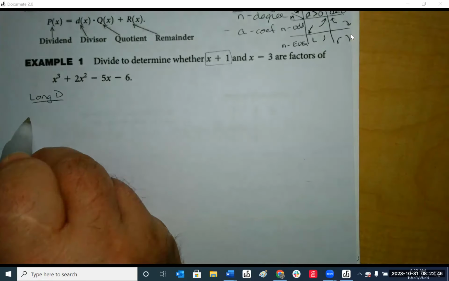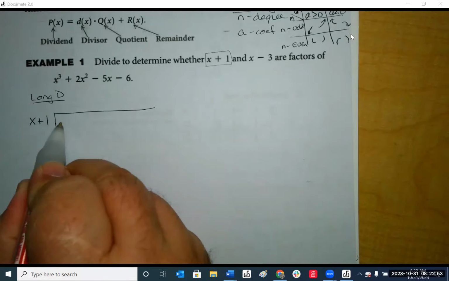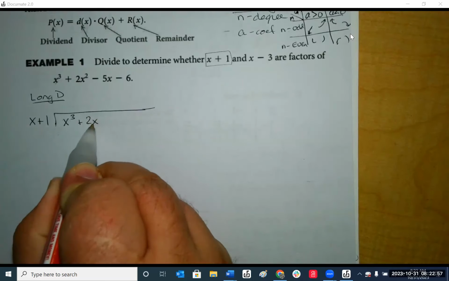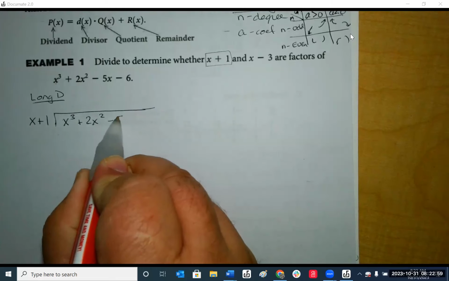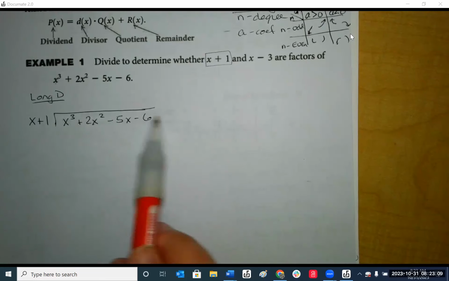So we have x plus 1 into x cubed plus 2x squared minus 5x minus 6. You have to have all the x's from the largest exponent, from the degree, down to the constant. If it's missing something, put a zero in that place. You have to hold each of those columns.